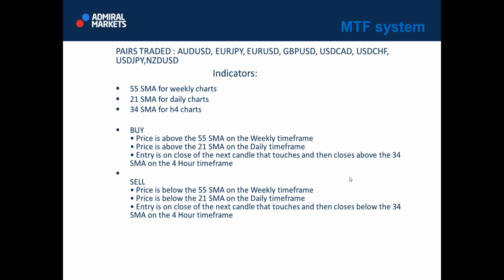And these are the indicators. We will use 3 time frames: weekly, daily, and 4-hour. Weekly is for major trend, daily is for intermediate trend, and 4-hour is for entries. 55 SMA for weekly charts, 21 SMA for daily charts, and 34 SMA for 4-hour charts. Okay, guys? For 4-hour charts.